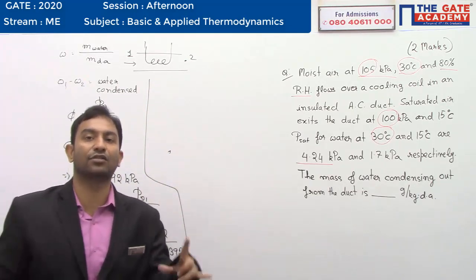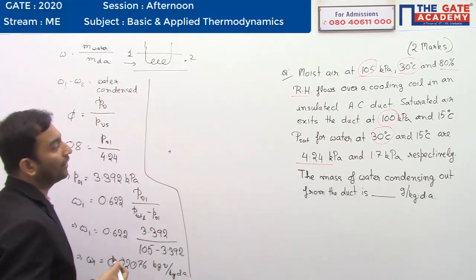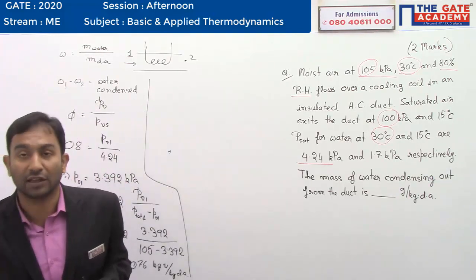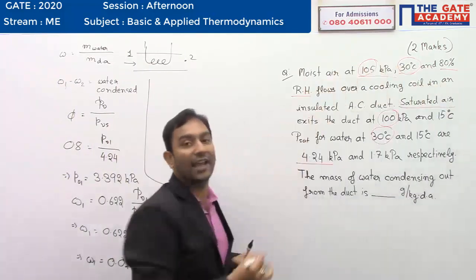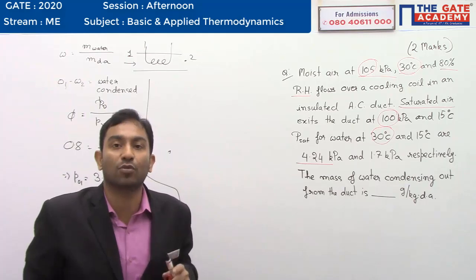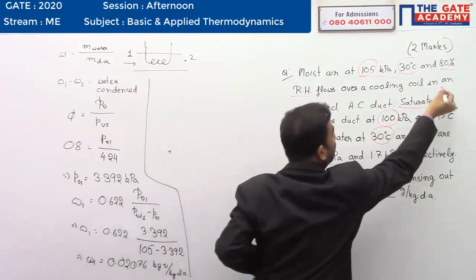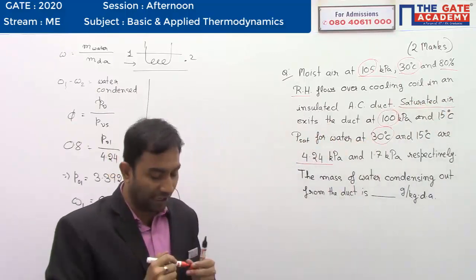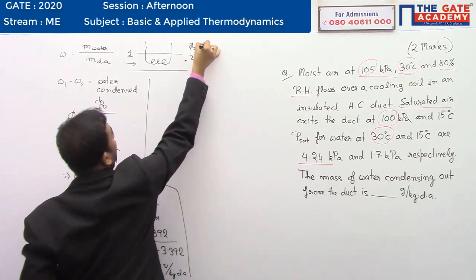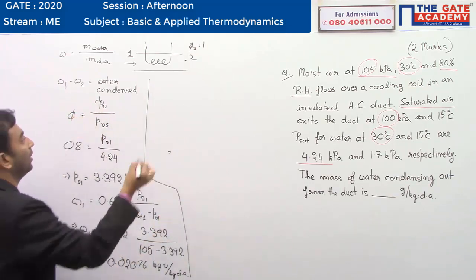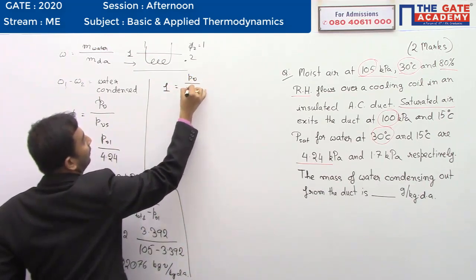Next, my aim is to find out the specific humidity at state 2. Let me see how I can find it. The clue again is hidden in the question itself. Here saturated air is given to us. Saturated air means the relative humidity will be equal to 1. Whenever the air is under saturated condition, the relative humidity is equal to 1. So phi 2 is equal to 1. Again I'll use this formula: 1 is equal to PV by PVS.